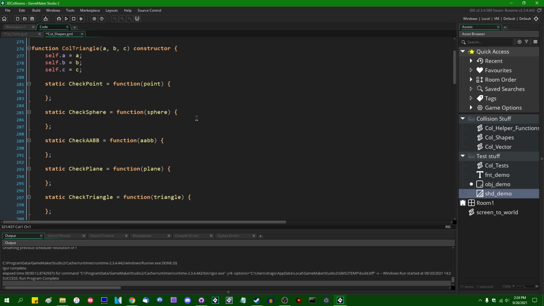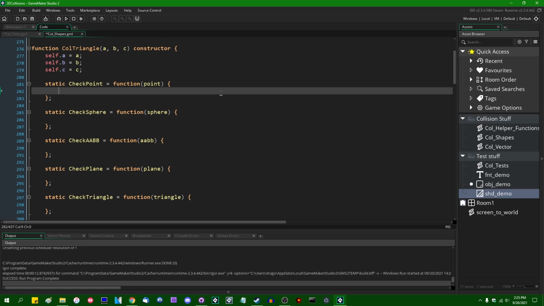Welcome back to 3D Collisions in GameMaker. Today we're dealing with triangles. We are going to figure out if a triangle is intersecting with a point or if a triangle is intersecting with a sphere. If I have time, I'll go further than that today, but I'm only anticipating to get points and spheres done today.